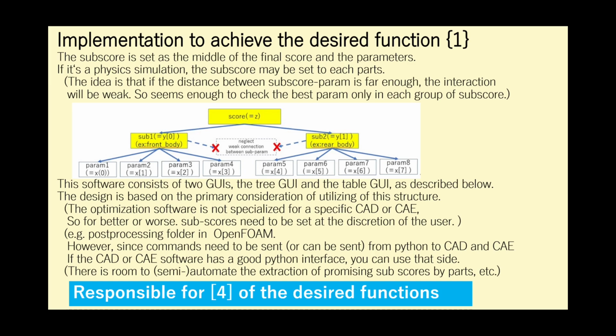Implementation to achieve the desired function. The subscore is set as the middle of the final score and the parameters. If it's a physics simulation, the subscore may be set for each part. This software consists of two GUIs, the tree GUI and the table GUI, as described below. The design is based on the primary consideration of utilizing this structure.